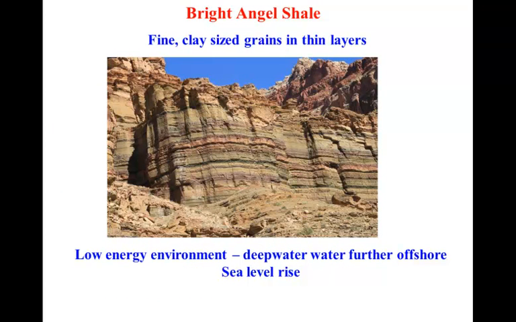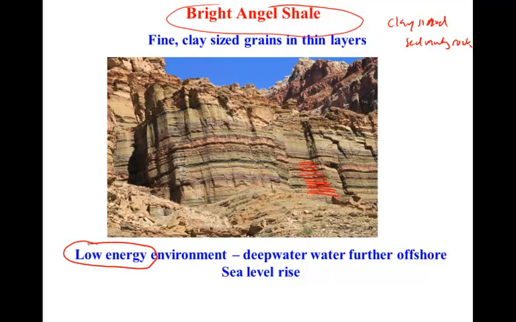The next layer to be deposited on the passive margin sequence is called the Bright Angel Shale. Shale is a fine-grained, clay-sized sedimentary rock. You can see that those clay grains are being deposited in very thin layers that are more or less horizontal. To get these fine clay-sized grains to deposit, you need a low energy environment. The water has to be deeper. You need to be farther offshore. That indicates that sea level rose at this location.